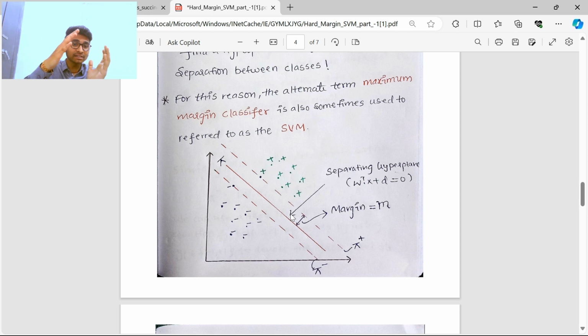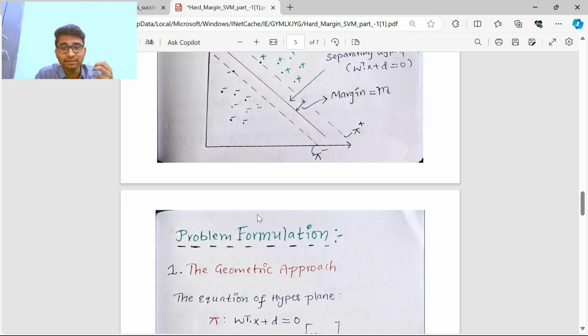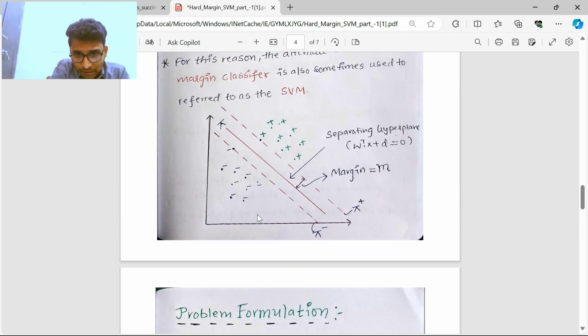That is why we call the linearly separable SVM the hard margin SVM. Why? It is very strict regarding the data points. A data point should not be inside pi minus or inside pi plus. It is very strict, that's why we call it hard margin. And let's formulate how to make this distance more. It's the distance between the two planes, pi minus and pi plus. How to maximize this distance?